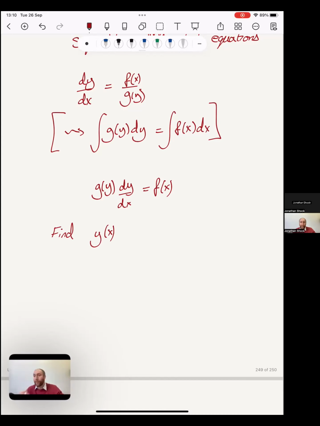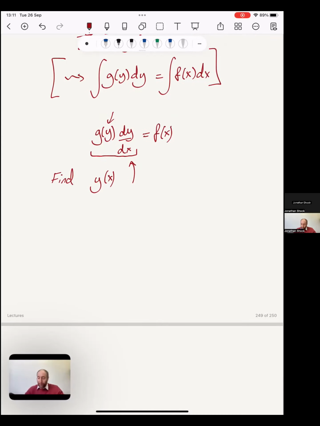And sometimes we're going to be able to get it explicitly, and sometimes we're going to get it implicitly, but that's fine. So whenever we see a y here, we should really think that this is y as a function of x. So what we want to do is to take this and rewrite this as a total derivative. We can do that by using the chain rule. So g of y dy by dx can be written just as d by dx of some big G of y, where again, we really think that this is G of y of x.